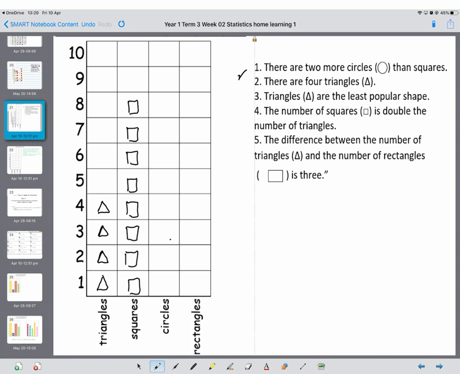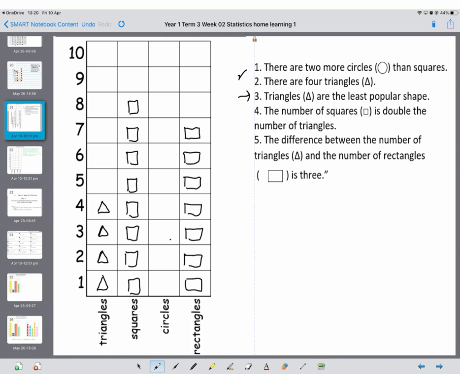Now the difference between the number of triangles and the number of rectangles is 3. Now there's 2 possible answers to this. It could be there's 1 rectangle because 4 minus 1 makes 3, but we also know this piece of information here. Triangles are the least popular, which means that they're the least number. So it can't be that. So we're now looking for something that is 3 more than the triangles. So we're looking for the difference. We're looking for 3 different. 1, 2, 3. So that gives us a total of 7.